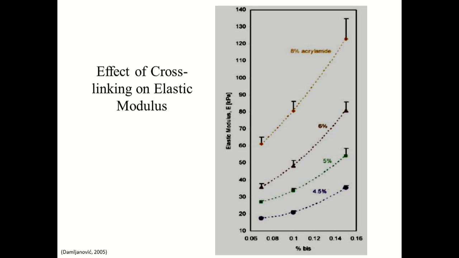The stiffness of the polyacrylamide gel is determined by the concentration of acrylamide relative to bisacrylamide. The higher the amount of acrylamide relative to the crosslinker, bisacrylamide, the higher the elastic modulus of the gel will be. This is shown in the graph here.